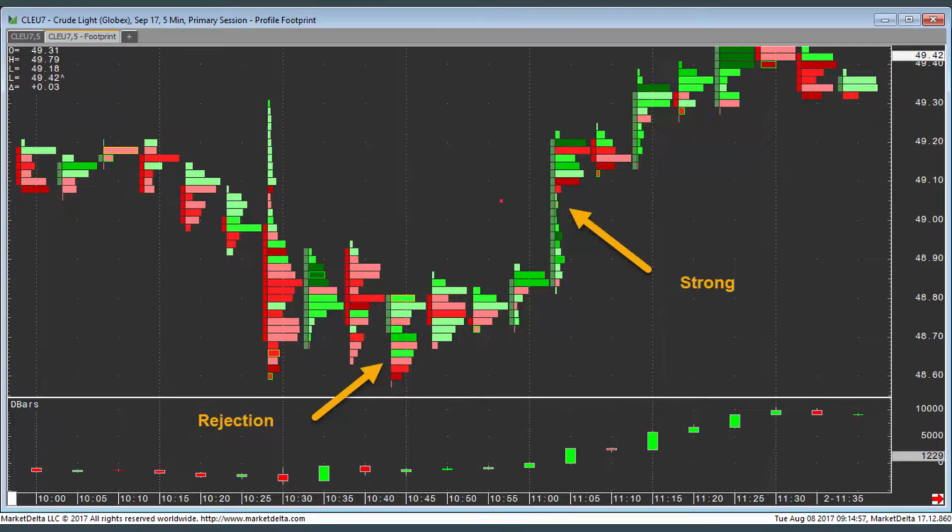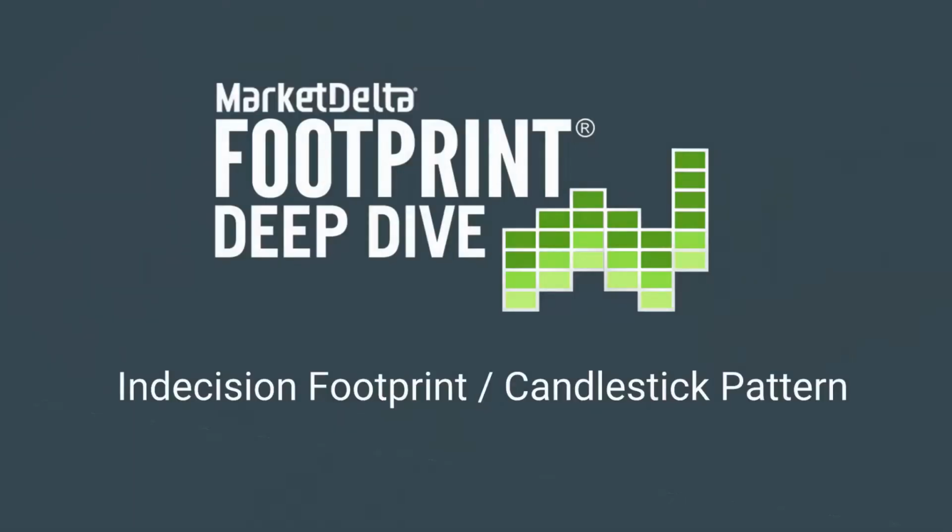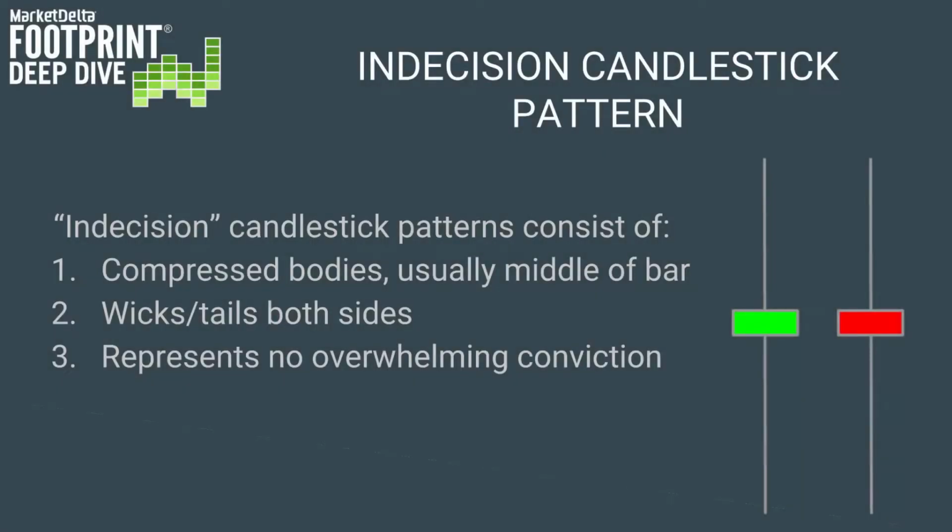All right, let's move on to our indecision candle or footprint pattern. This would be what a lot of times in the candlestick world is called a doji or something similar to that. To me, it's an indecision pattern, and it's a compressed body, usually around the middle of the bar. Ideally, that's what I'd like to see. So it's a compressed body.